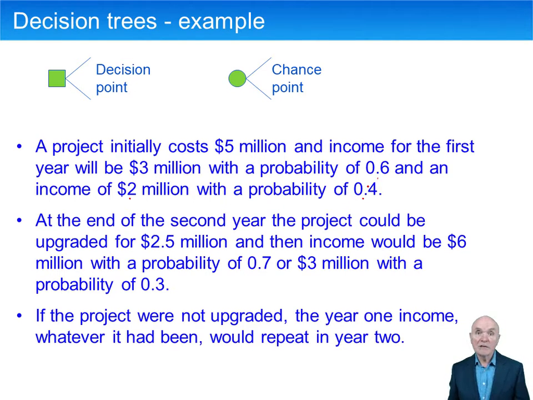At the end of the second year, we have a choice to make. We could upgrade the project for 2.5 million, in which case income would then be 6 million with these probabilities, or 3 million with a probability of 0.3, or we could decide not to upgrade, in which case the year 1 income, whatever it would have been, would simply be repeated in year 2. It's simply more of the same. So 2 years, and at the end of year 1 we have a choice to make, upgrade or not upgrade, and that will determine what's going to happen, or at least partially determine what's going to happen in year 2. So how do we set it out?